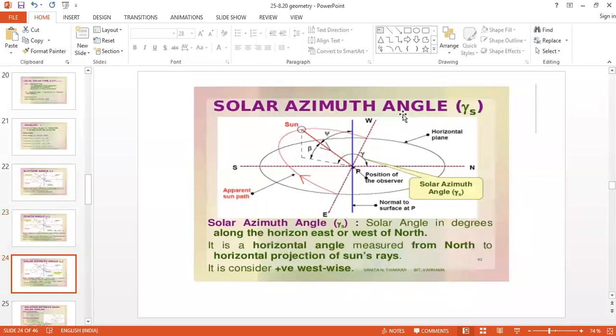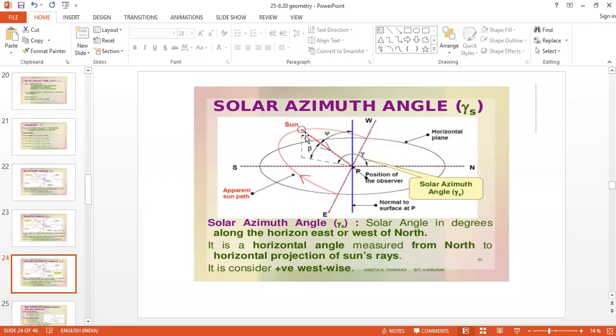And solar azimuth angle. Solar azimuth angle is defined as the solar angle in degrees along the horizon, east or west of north. So this is the north side. This is again the position of the observer on the horizontal plane. This is the normal surface P. It is a horizontal angle measured from north to the horizontal projection of the sun's rays.